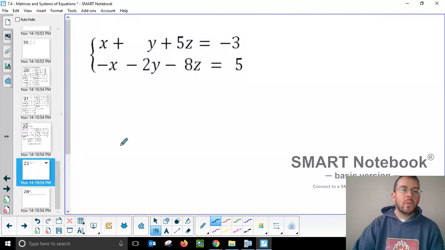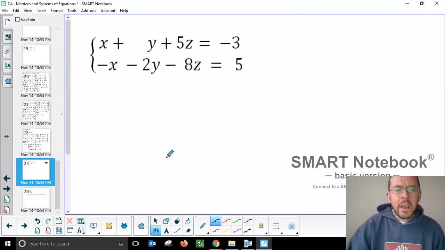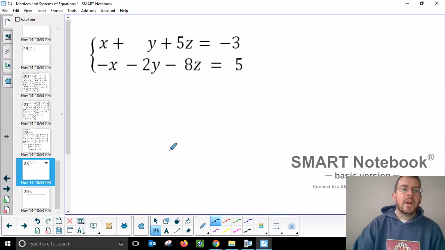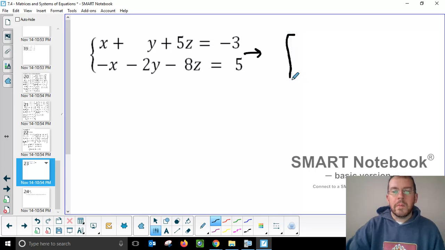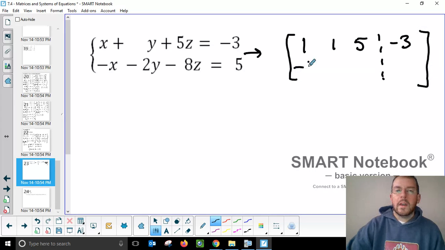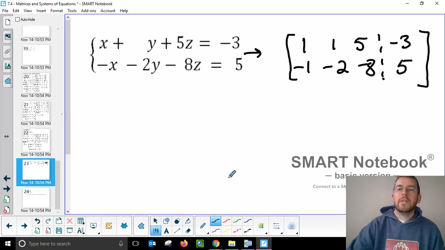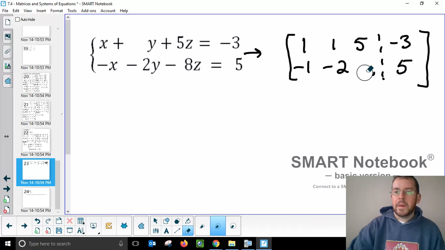All right, let's look at one more of those. Again, if you're going back and watching this video, this would be an excellent point to pause the video, attempt this problem on your own, and then press play to check and see how you did. As always, we want to start with an augmented matrix. So 1, 1, 5, negative 3, and negative 1, negative 2, negative 8, 5. It's a little sloppy here.